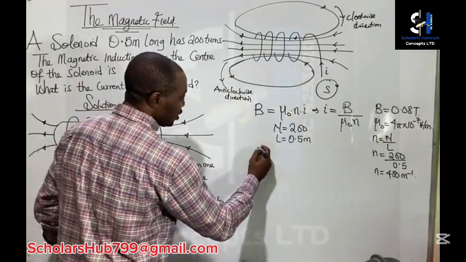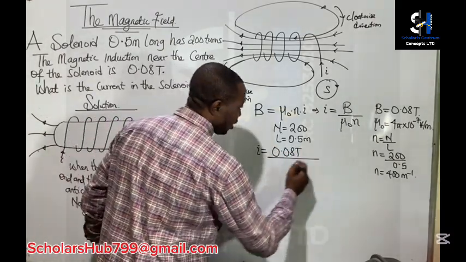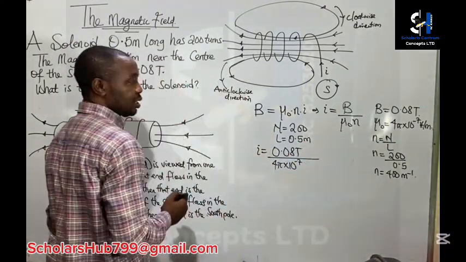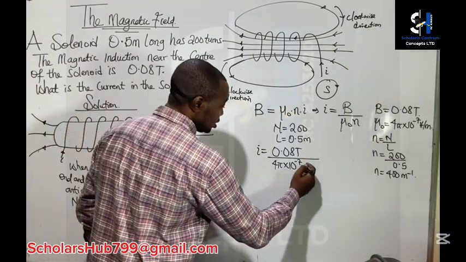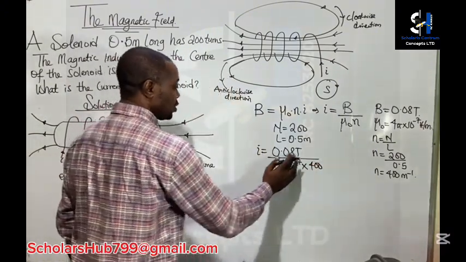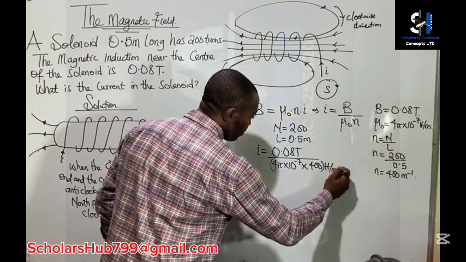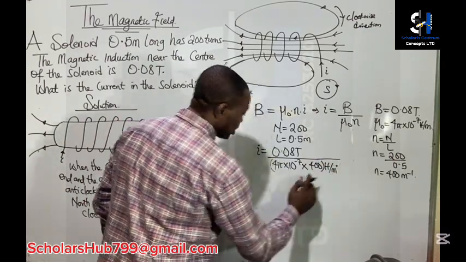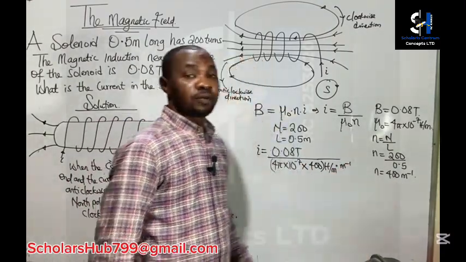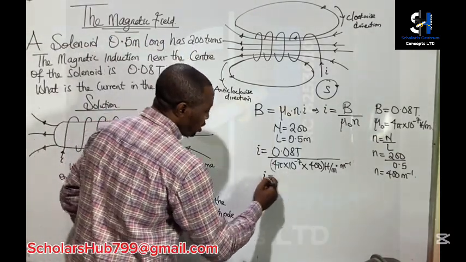So the number of turns per length is 400 per meter. We have the current equal to 0.08 Tesla over the permeability of free space, which is 4 pi times 10 raised to the power of -7 Henry per meter, multiplied by 400. At the end of the day, when we combine the units, we have Henry per meter multiplied by per meter, which is the unit of number of turns per meter.